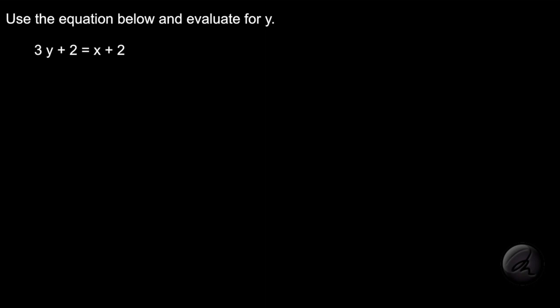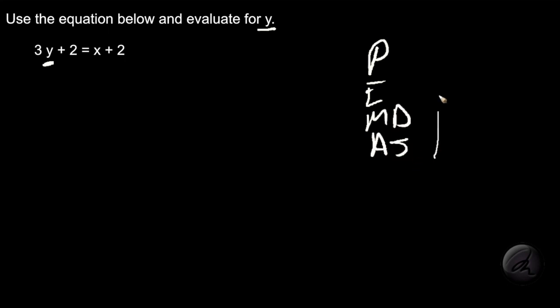Number 7. Number 7 says, use the equation below and evaluate for y. So we've got 3y plus 2 equals x plus 2, and we want to evaluate for y. Now, if we evaluate for y, that means that we are trying to isolate and get this y by itself. Just like I said on the other one, we've got PEMDAS in our favor, and because we've mastered PEMDAS, we want to work it backwards.